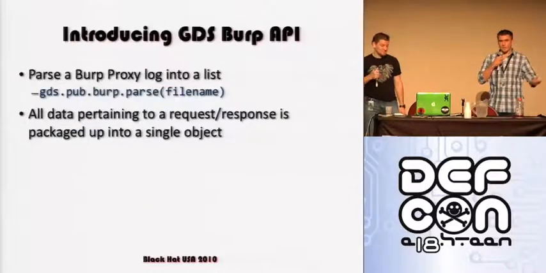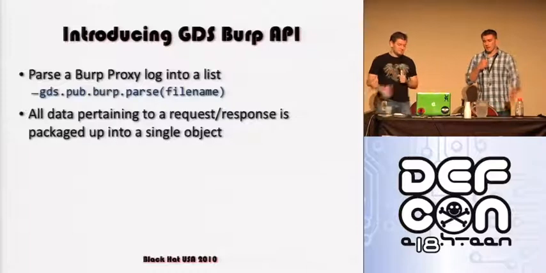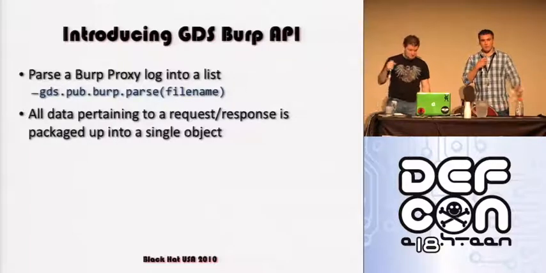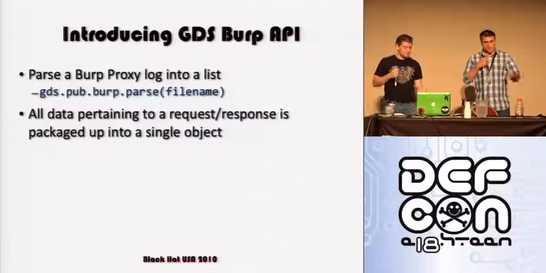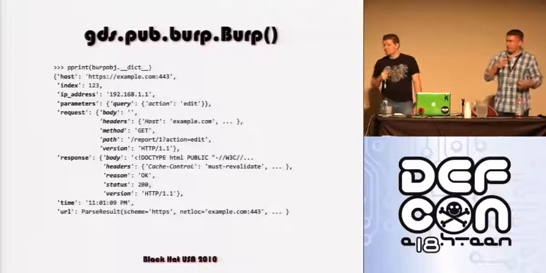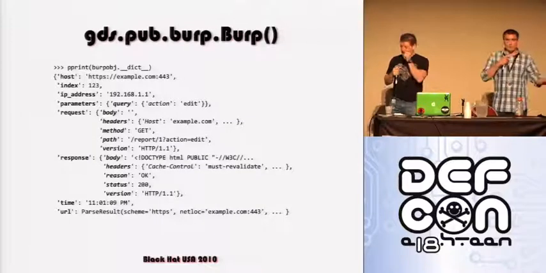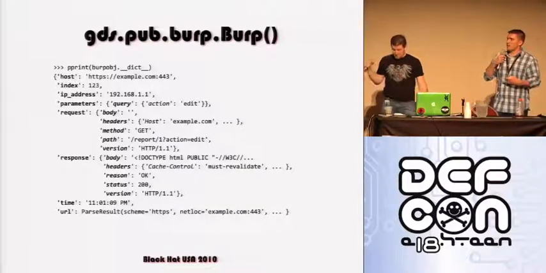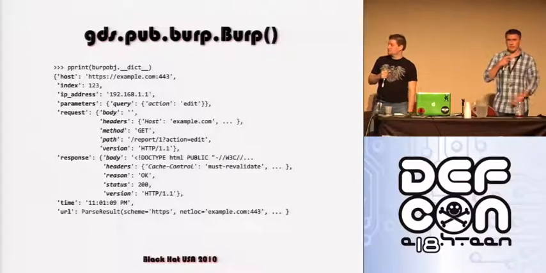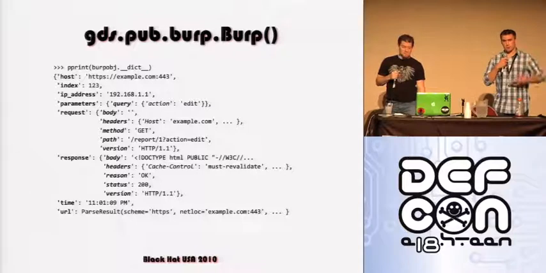What I did was basically I wrote this API. I call it the GDS Burp API. Basically it allows me to parse a Burp proxy log, and then every request and response gets bundled up into what I call a Burp object. So a Burp object basically looks like this. You have the request properties, the response properties, the time, the URL, and the parameters that you sent it. Basically everything that Burp recorded to the log.